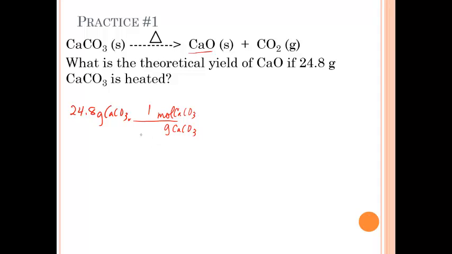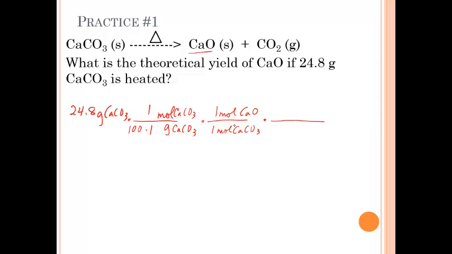So the molar mass is 100.1 for calcium carbonate. And then in order for us to go from calcium carbonate to calcium oxide, we need to do a mole to mole ratio. Now this is already a balanced equation, so 1 mole of the calcium carbonate is equal to 1 mole of the calcium oxide.